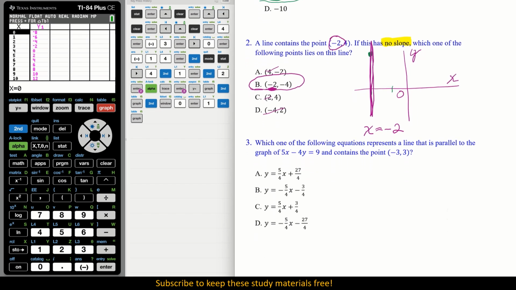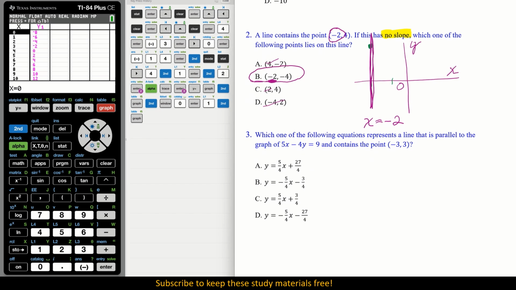Okay, let's look at number 3. Which one of the following equations represents a line that is parallel to the graph 5x minus 4y equals 9 and contains the point (-3, 3)? Okay, well, what we need is something that has the same slope as this given line. So we need to put the given line into the y-intercept form, okay? All right, so let's see here.